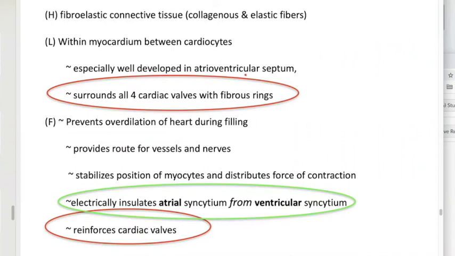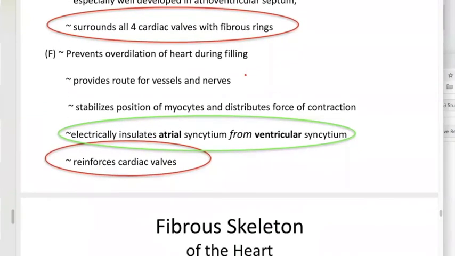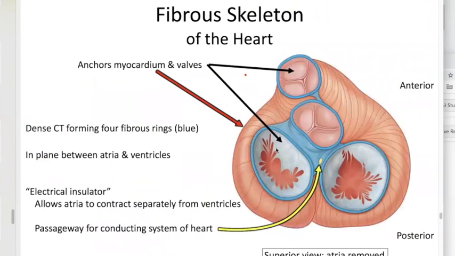And it reinforces the cardiac valves. The valves right here are surrounded with these fibrous rings, which reinforce them. So those are the things that might come up. This blue here is part of that fibrous skeleton, and if you look it up online, that's all they'll talk about.